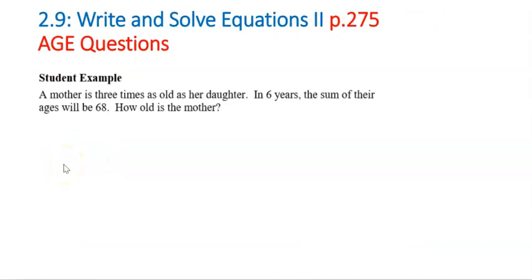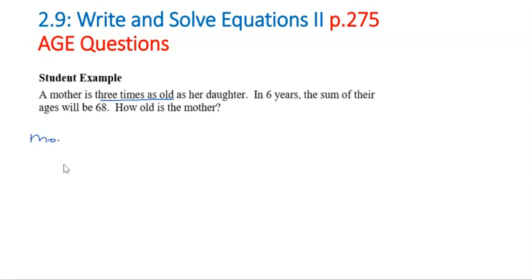In this question on page 275, it's an age question. A mother is 3 times as old as her daughter. In 6 years, the sum of their ages will be 68. How old is the mother? So we know that the mother is 3 times as old as the daughter. So we know something about the mom, but we don't know anything about the daughter.